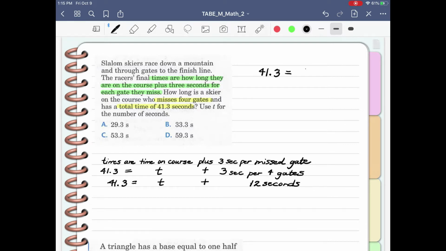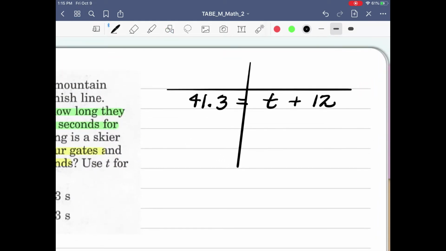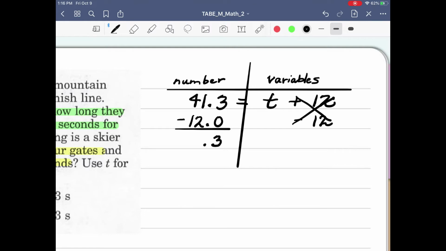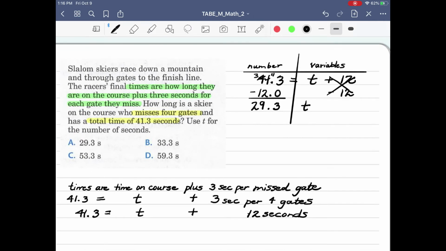41.3 equals T plus 12. To solve it algebraically, you have variables and you have time, seconds. I'm just going to call it the number side. So I will subtract 12 from both sides. Put your 0 in there if you need it. So time is 29.3 seconds. And that's option A.